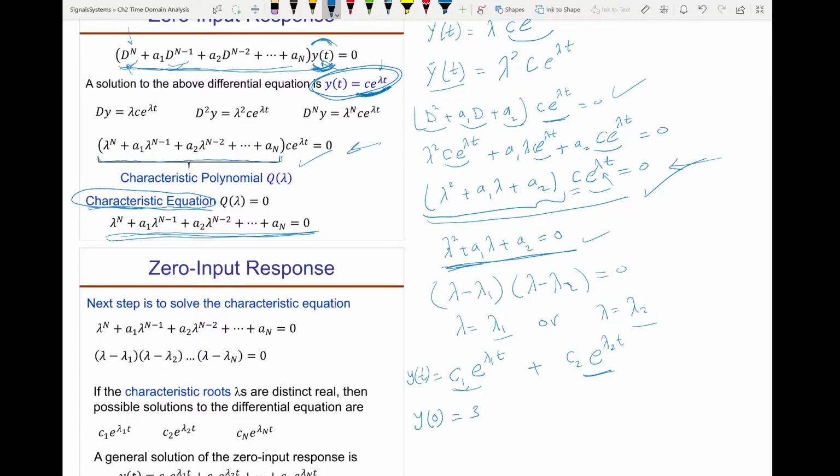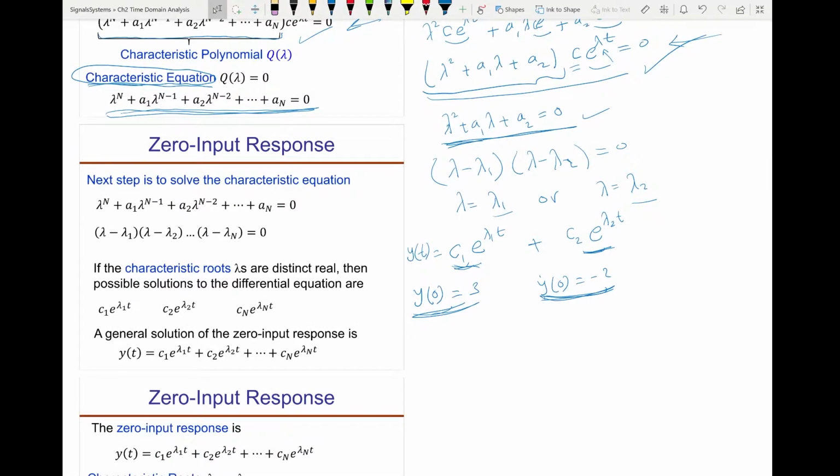Then you want to know what is the rate of change for this output, or the derivative at t equals 0. Maybe you will get -2. And that could be the second initial condition. And then you use these two initial conditions to find C1 and C2. And after you do that, you just finished solving the differential equation and you found the zero input response, the system response due to the energy stored or due to this initial condition. So here, this is the general solution for n order differential equations.